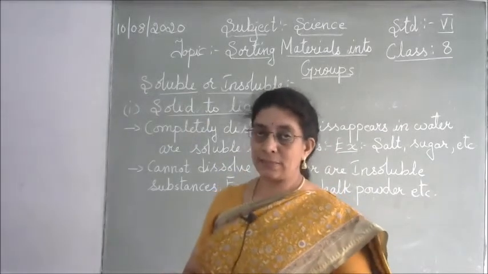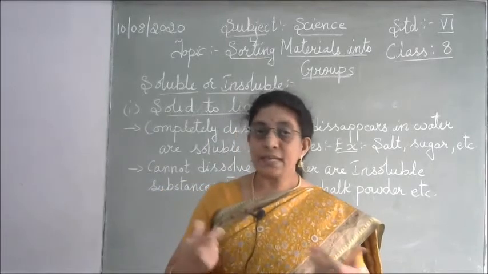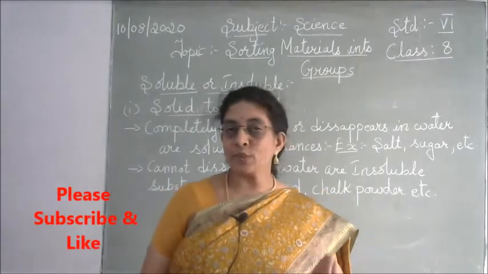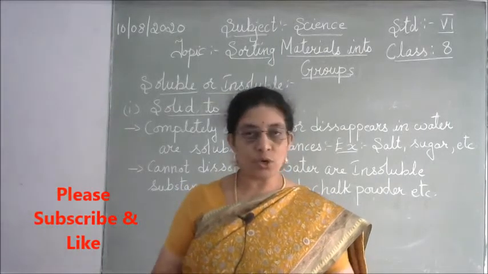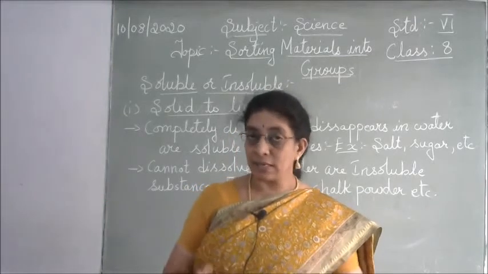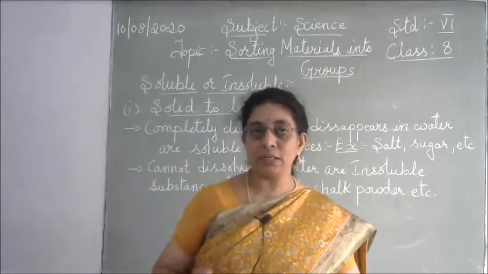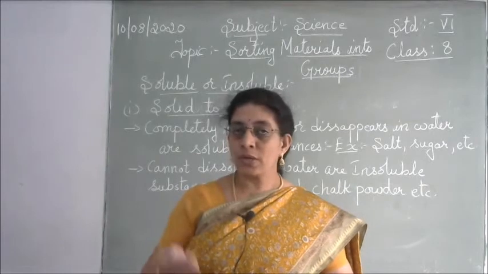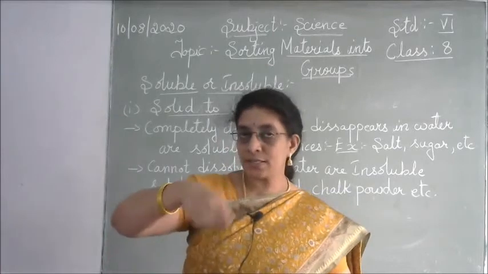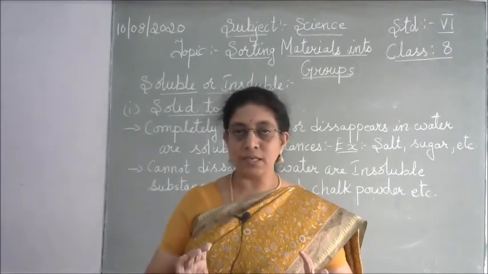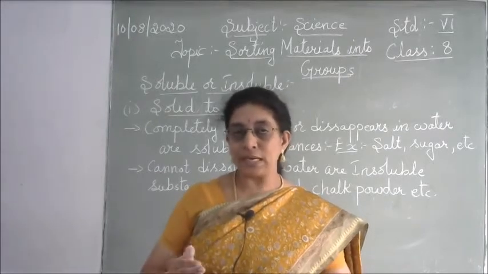Next, there are some solid substances which, when you mix in water, do not dissolve. Maybe the color can change, but it does not get dissolved in water. For example, you take a tumbler, add some water in it, take a handful of mud, and put it into the water. Stir it well. After some time you can see the color of the water has changed to muddy color water.